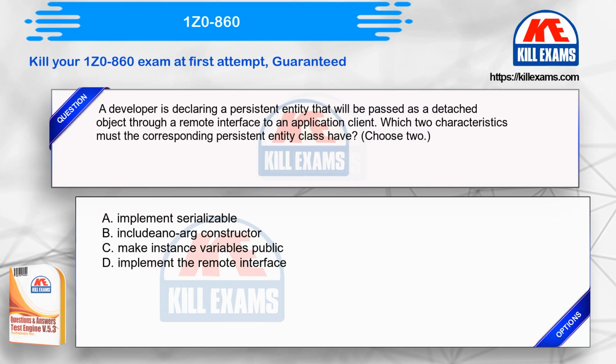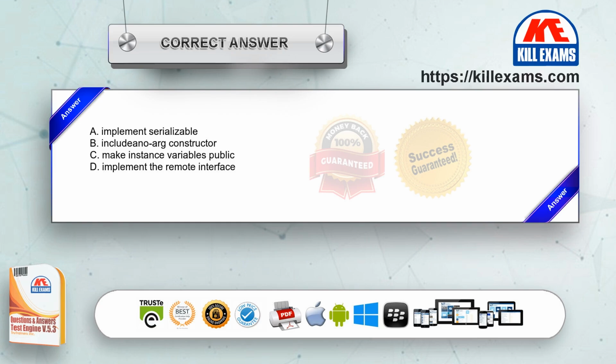Option B. Include an no-arg constructor. Option C. Make instance variables public. Option D. Implement the remote interface. The correct answer is option A, B.